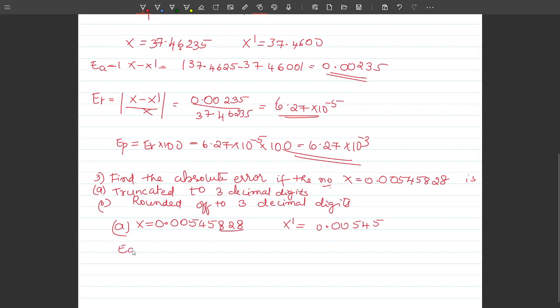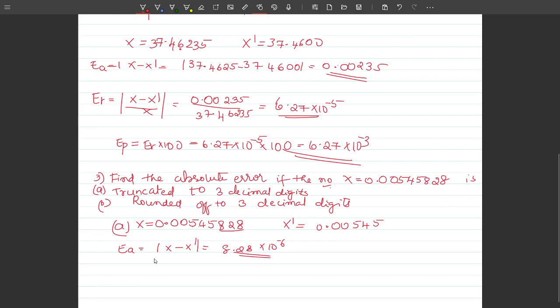So you have to calculate the absolute error. So EA is equal to mod x minus x bar, and the answer is 8.28 into 10 to the power minus. I have calculated this already. So please calculate it, you'll get the answer. Check, verify with my answer.